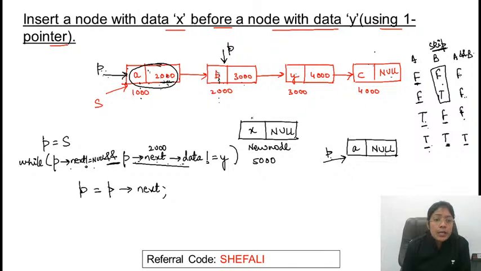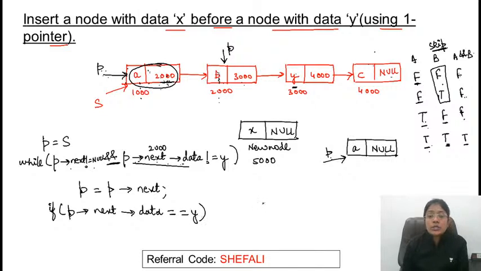So when it comes out of the loop, why did it come out? The linked list is not over, but you got P of next, which condition got true? P of next of data is equal to Y. So in that case, we need to adjust the pointers.